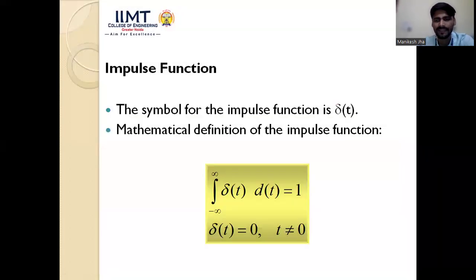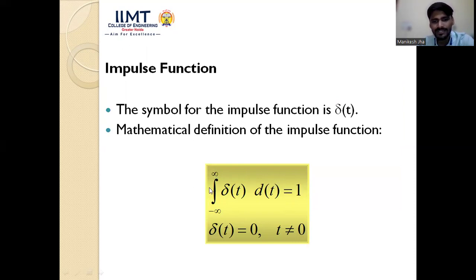So next one, impulse function. The impulse function symbol is del of t. This del of t is the representation of the impulse function. So mathematically, what is the property of the impulse function? The first property is this one: the integral from minus infinity to infinity of del t dt equals 1.